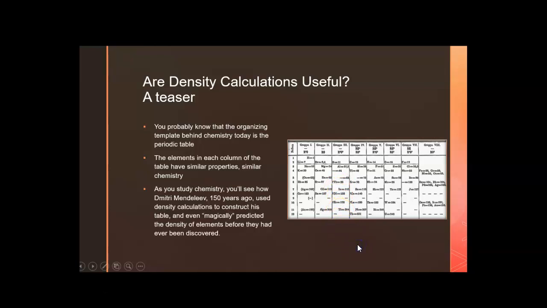When you study chemistry this next year, you'll see how Dmitri Mendeleev, 150 years ago this year, used density calculations to construct his table, and he even magically predicted the density of elements that had not yet been discovered. That's a wonderful story that you will read about this coming year.